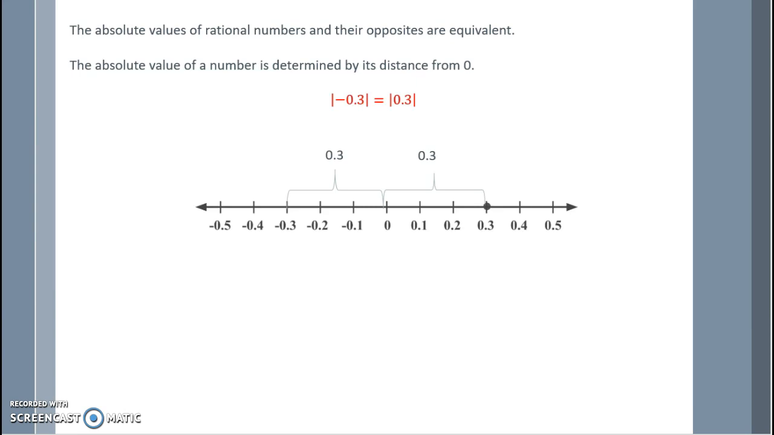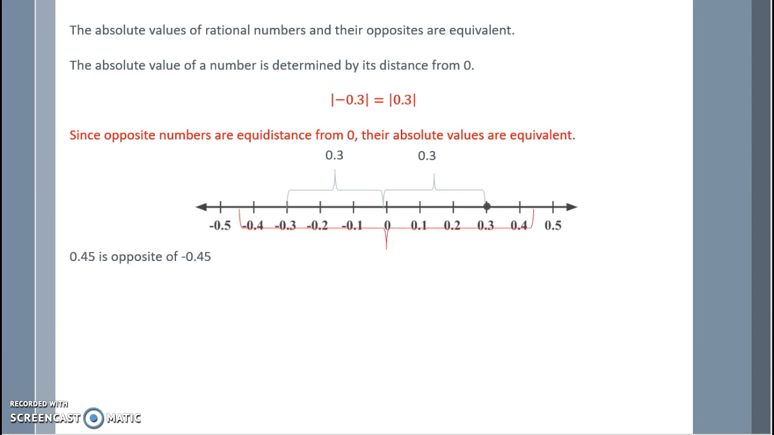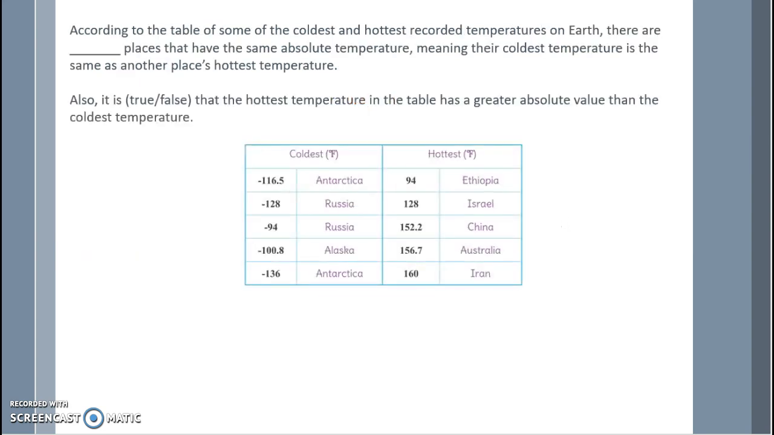So the absolute value, which are those goalpost signs, of negative 3/10 is equal to the absolute value of 3/10. Since opposite numbers are equidistant from zero, their absolute values are also equivalent. 45 hundredths is the opposite of negative 45 hundredths. And negative 45 hundredths, the absolute value, is equivalent to the absolute value of 45 hundredths.